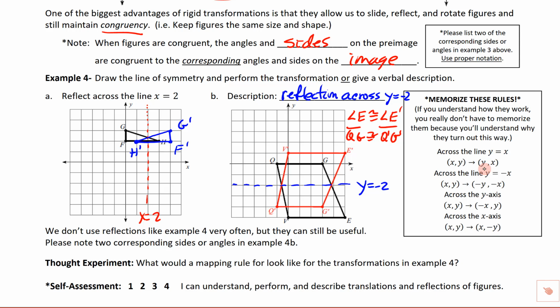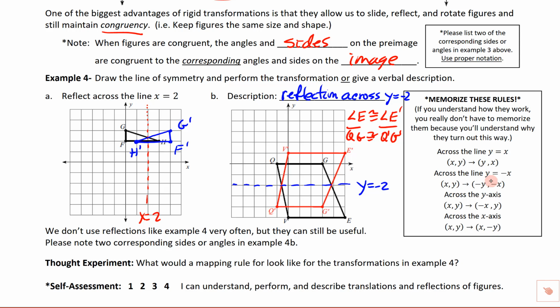So for example, remember if we reflected across the y-axis, it was the x-coordinate that changed. If we reflect across the x-axis, it was the y-coordinate that changed sign. And then across the line y equals x, switch the x and y. And if it was a negative x, if we're reflecting across that line, we still switch them, but we also make them the opposite sign.